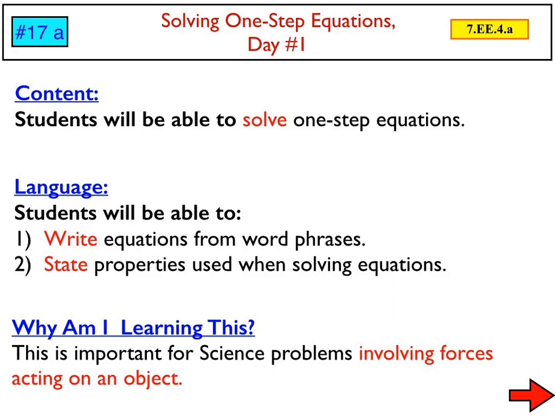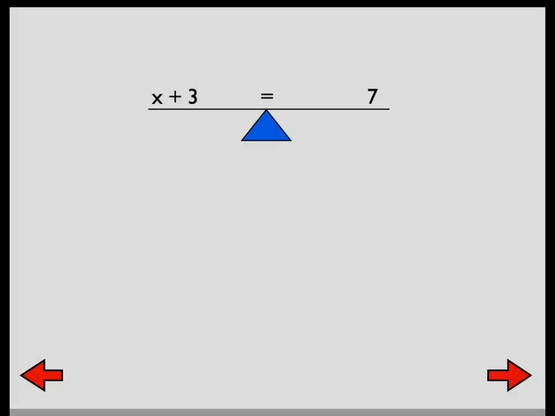But one of the things that we're also going to focus on today is correctly showing the steps. I've been teaching long enough to know that most 6th grade teachers don't make you write steps the appropriate way. So that's one of the things that we have to deal with. So today, solve one-step equations. We're also going to be writing equations from word phrases and stating the properties that we're actually using when we're solving equations. And then our typical why am I learning this? In 8th grade science, you're going to be doing a lot of problems where you have to know how to solve equations. So let's go on here.